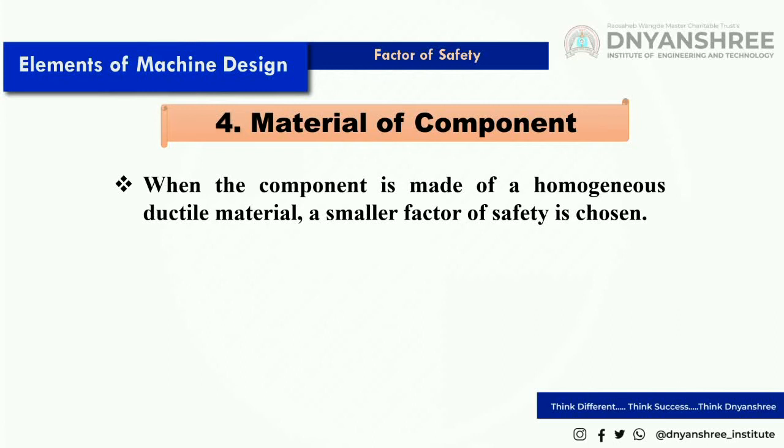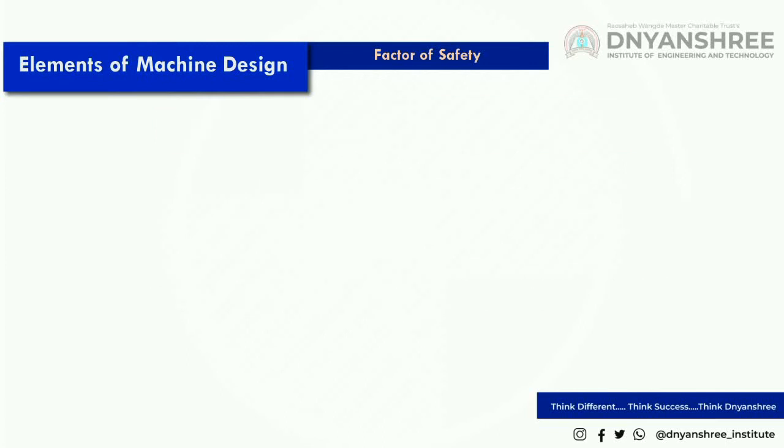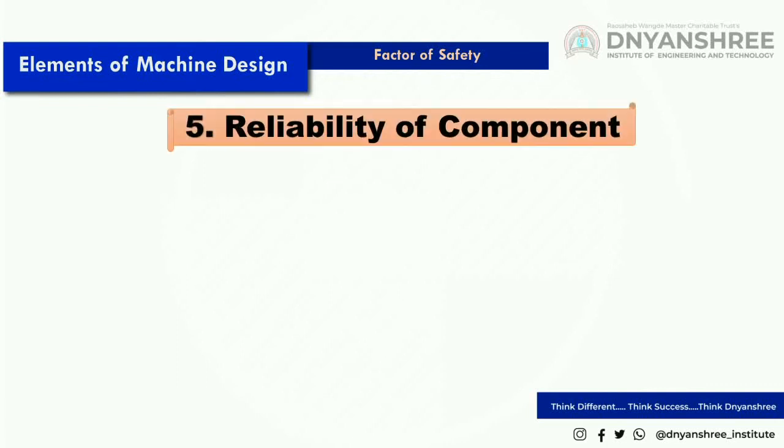When the component is made of homogeneous ductile material, that means the properties are the same at every point of the material, then in that case, in homogeneous material, a smaller factor of safety is chosen. When the component is made of non-homogeneous material, then a higher factor of safety is chosen. Then the next factor, that is the fifth factor, is reliability of component.